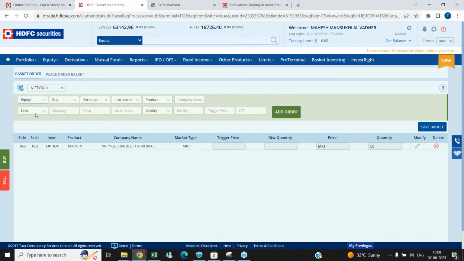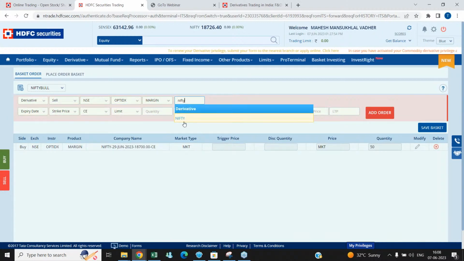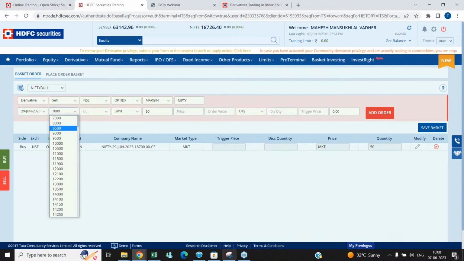And the second leg I want to do is I want to sell a Nifty 18,900 call option. So I will sell Nifty 18,900 call option of 29 June expiry.